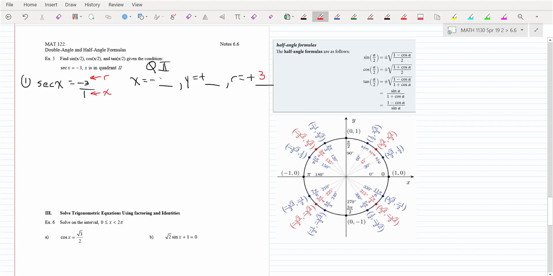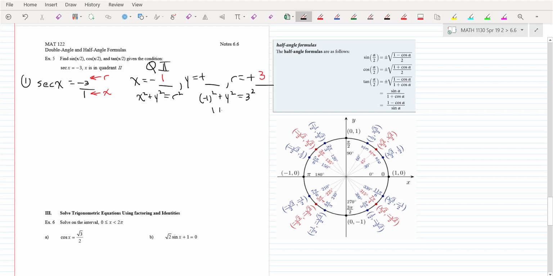It would be the x that would be the negative 1. Okay, because r is always positive, so don't fall for that. Be careful about that. And then what you'd have to do is do the Pythagorean Theorem. So you would have x squared plus y squared equals r squared. So that would give negative 1 squared plus y squared equals 3 squared. So I think this will give you square root of 8 again.